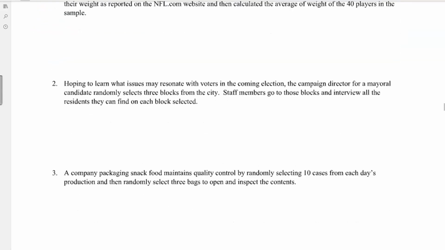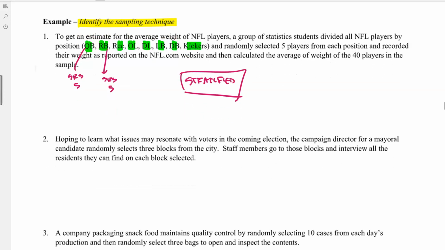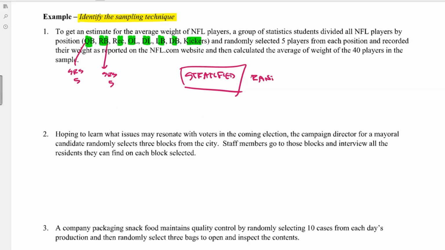15 minutes. I think I'm just going to try to finish this. This last one doesn't take too long. Identify the sampling technique, nice and easy. To get an estimate for the average weight of NFL players, a group of statistics students divide the NFL players by position. So they break them into groups by position, and then randomly select 5 people from each position. So I'm breaking them into groups, and then I take 5 people from every single group. That is stratified. Okay. Stratified random sample.